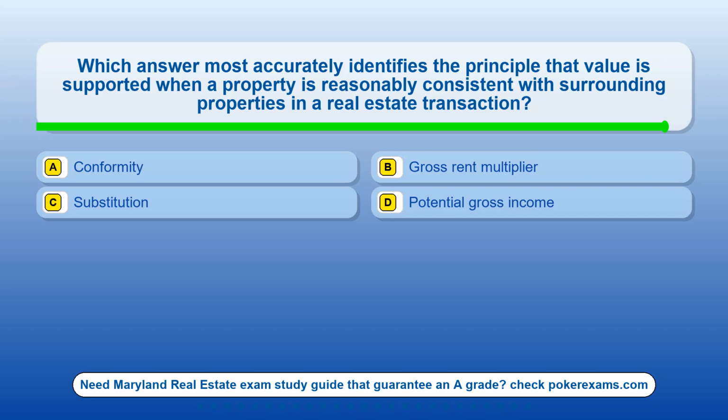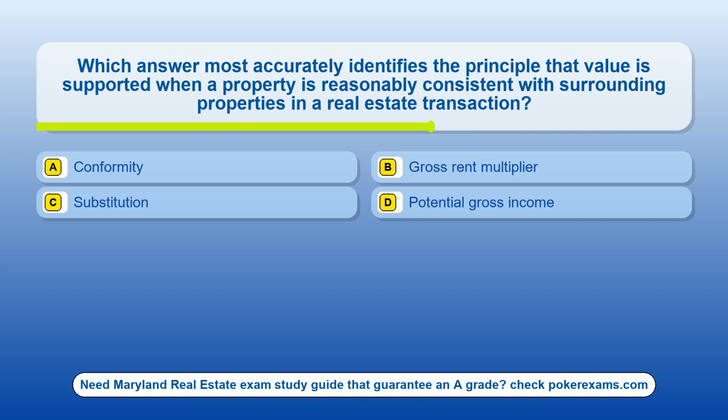Question 19. Which answer most accurately identifies the principle that value is supported when a property is reasonably consistent with surrounding properties in a real estate transaction? Option A, conformity. Option B, gross rent multiplier. Option C, substitution. Option D, potential gross income.